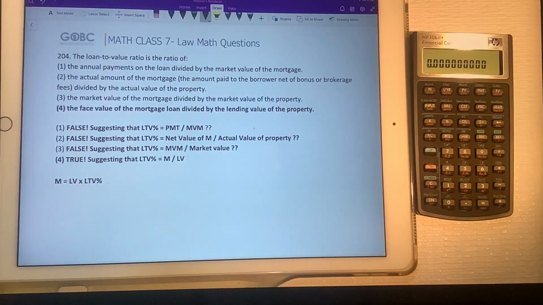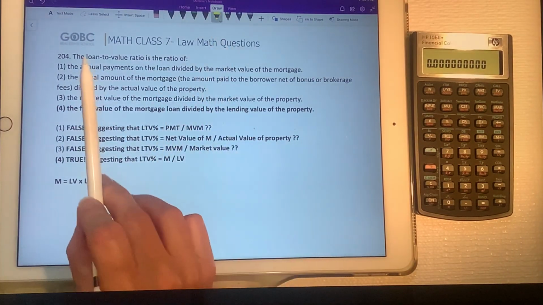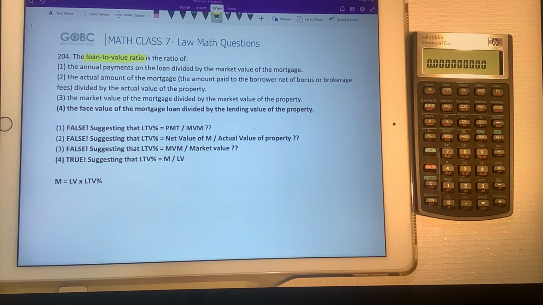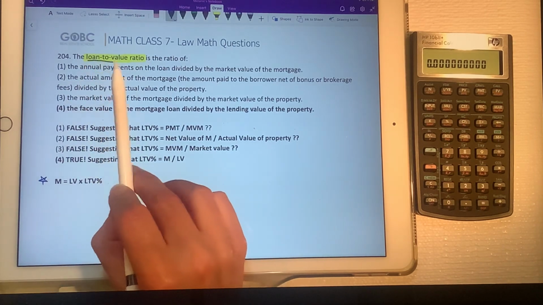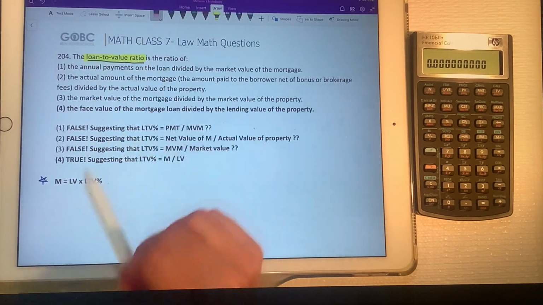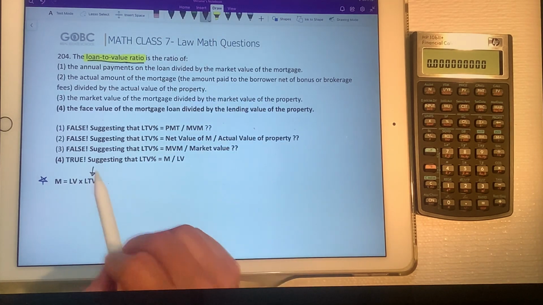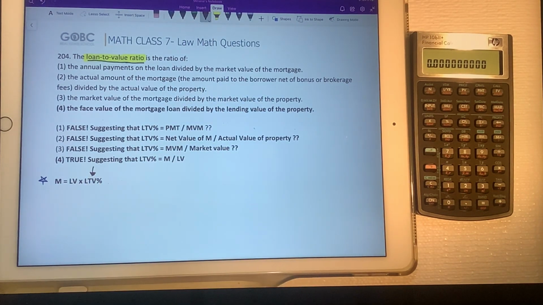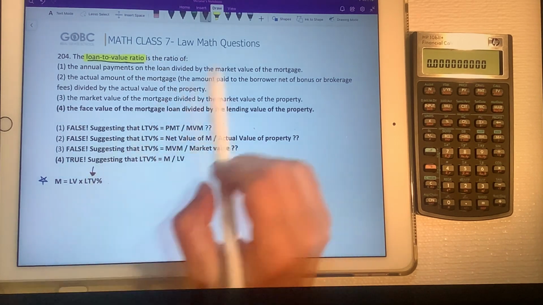Okay, so this one, question 204, is asking you about something that you recognize: your loan to value ratio. We know the loan to value ratio is in our M formula that we use when we are trying to figure out how much mortgage money the lender would give based on the lending value of the property. So whenever they ask you about one of the terms, one of the things that's in one of your formulas, all you should do is rearrange to solve for that item to see whether the answer choices match that rearrangement. Okay, so what are the rules for rearranging?